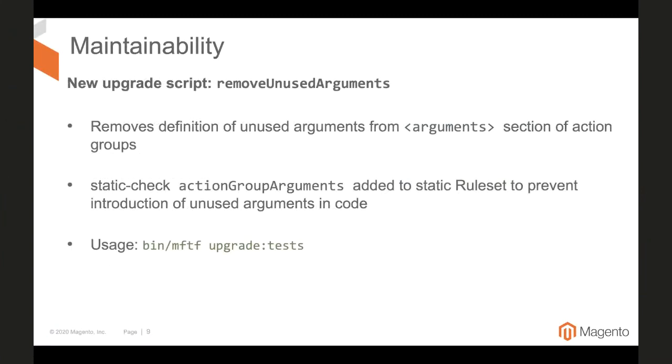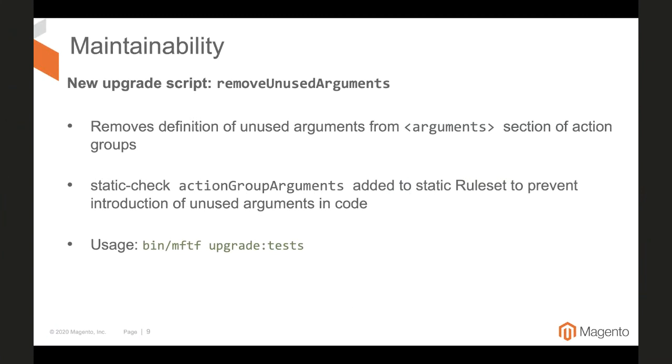Right, and we've also introduced a new upgrade script called remove unused arguments. What this essentially does is it removes arguments that are not being used in a certain action group from the argument section. The way you would run this script would be using the upgrade test command that I'll show you in a bit. We've also enabled the action group arguments check in the static rule set so that we prevent introduction of unused arguments in code going forward when we enable this on our CI/CD platform.